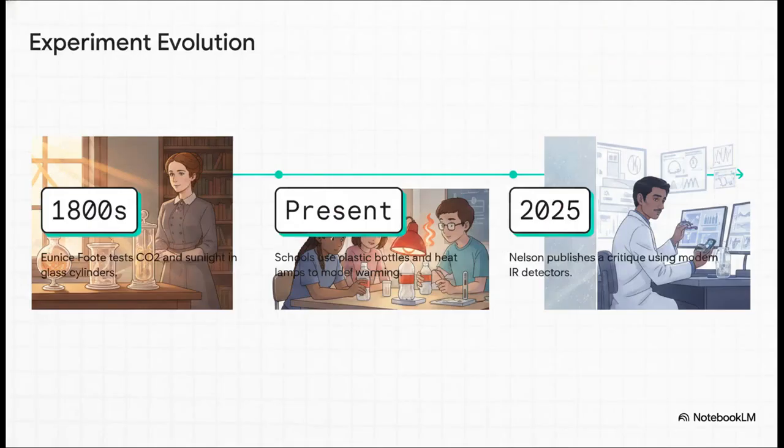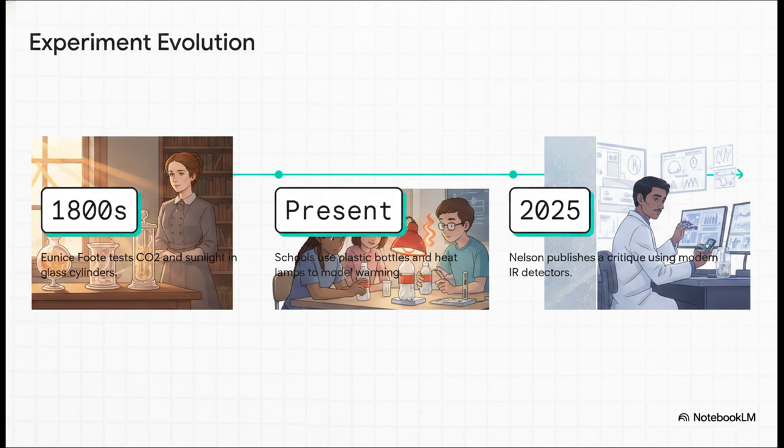To fully grasp the weight of this critique, we kind of have to zoom out and look at the history. This experimental design isn't some new trend. Back in the mid-1800s, Eunice Newton Foote famously used glass cylinders filled with CO2 and exposed them to sunlight, noting higher temperatures. Modern classrooms just adapted her method using plastic bottles and desk lamps.